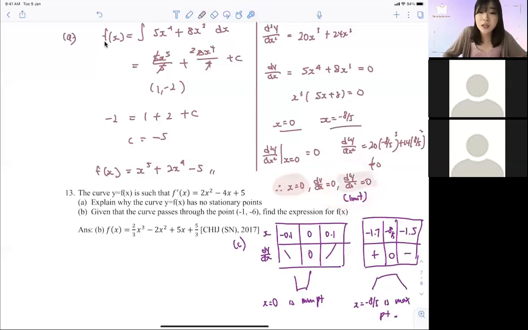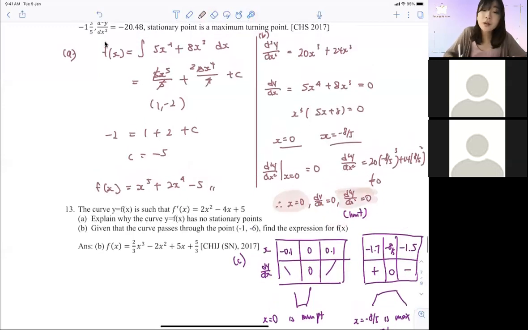Can you help me write there in another color or something? Okay, remind yourself d square y over dx squared equals to 0 is the limitation. Okay, and then when you're done, can you help me put a thumbs up?